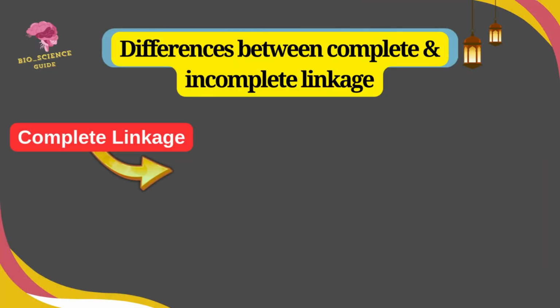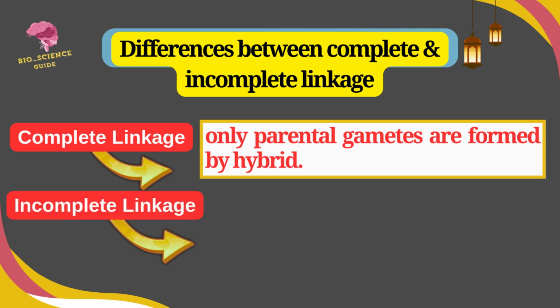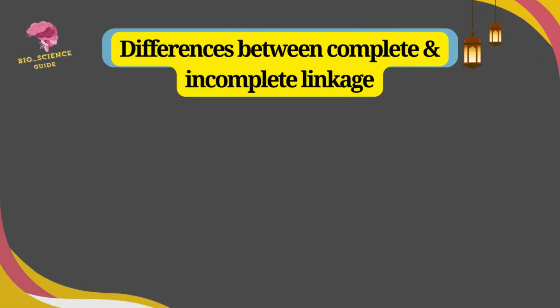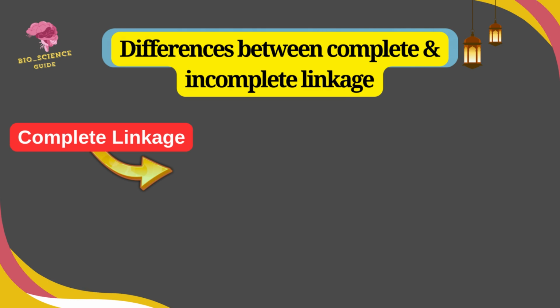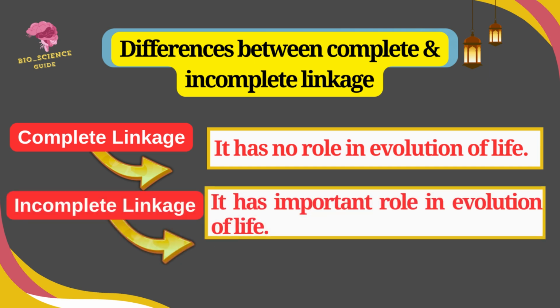In complete linkage, only the parental gametes are formed by the hybrid. In incomplete linkage, both the parental as well as non-parental gametes are formed by the hybrid. Complete linkage has no role in evolution of life, but incomplete linkage has an important role in evolution of life.